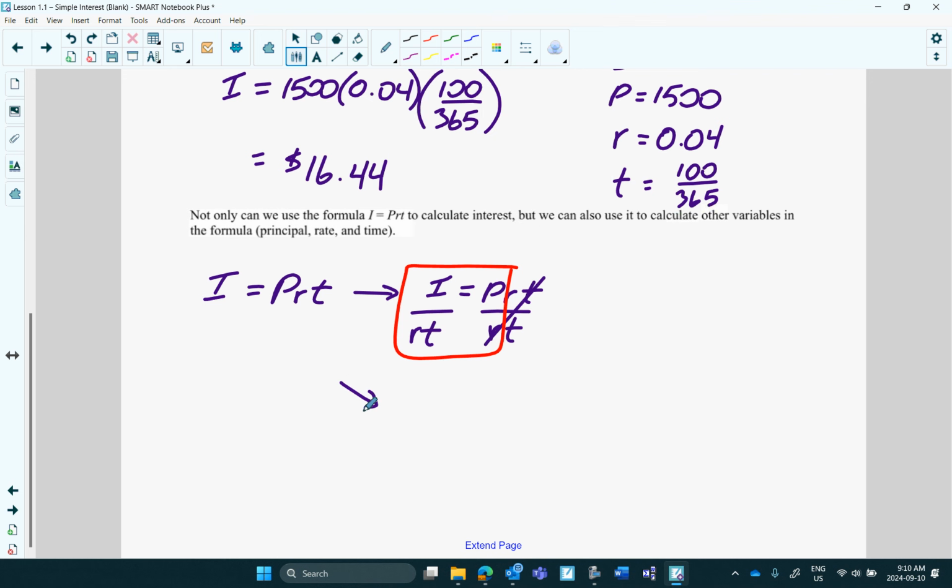What if we're given the interest, the principal, and the time, and we want to find the rate? Well, interest equals PRT. I want to get R by itself, so I'm going to have to divide out PT, which means I'm going to have to divide that side by PT. So to find the interest rate, you take the interest, divide the principal times the time.